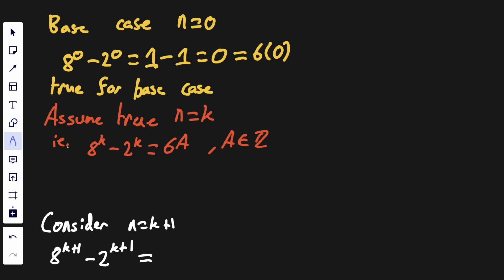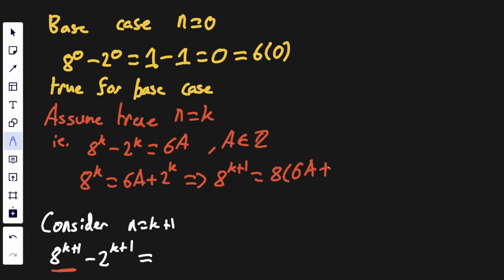Now, before, what we saw is that we would get one term on one side, and that would allow us to introduce a into here. So we're just going to do it again. This time, we're going to put 8 to the k on its own. So we get 8 to the k equals 6a plus 2 to the k. I can't quite replace this in my expression, so I'm going to multiply both sides by 8. That's going to get me the 8 to the k plus 1, this term here. So we get 8 to the k plus 1 equals 8 times 6a plus 2 to the k.